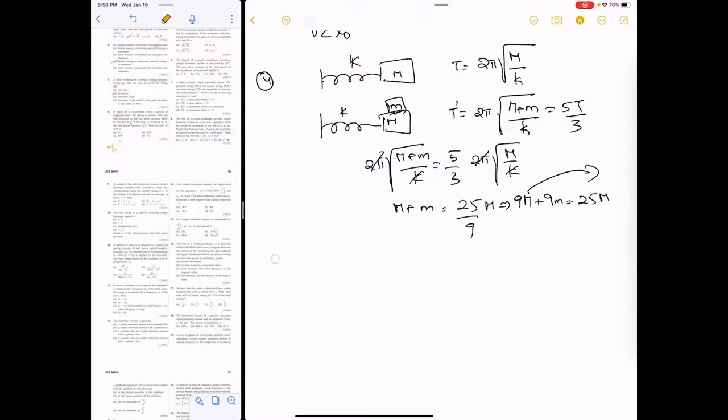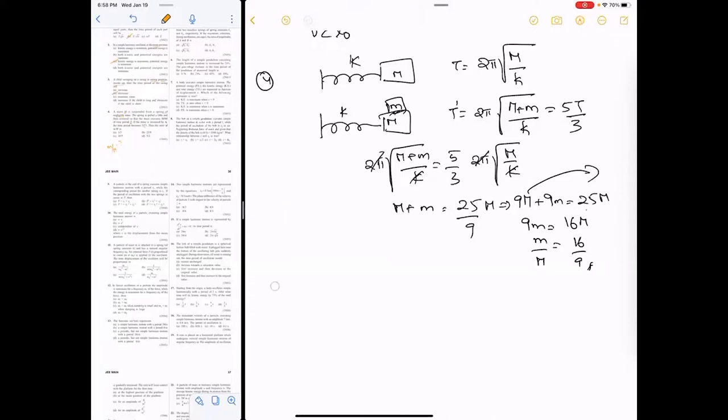9 capital M goes to the other side, 9 small m is 25 minus 9. 9 goes to the other side, so subtract 16 capital M. So small m by capital M is how much? 16 by 9. So small m is more than capital M. It is 16 and this is 9.